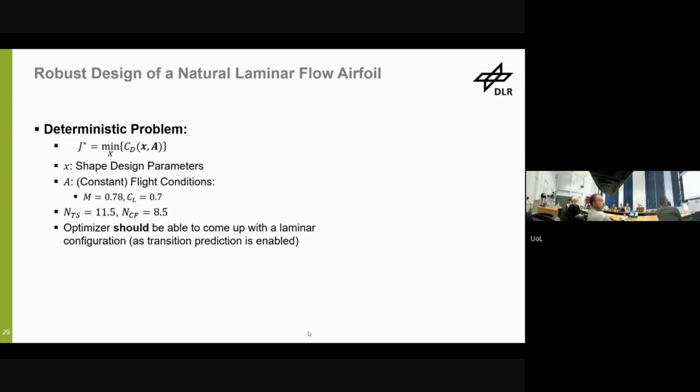And operating conditions have a huge impact on laminarity. So the idea was, can we use this robust formulation to get a more robust natural laminar flow? Natural here means there are no active devices. So it's purely given the right shape, getting laminar flow.